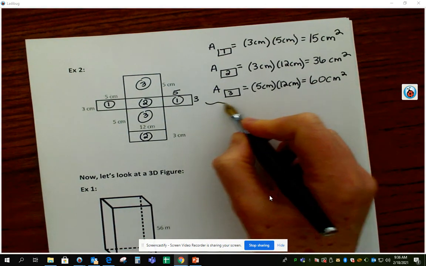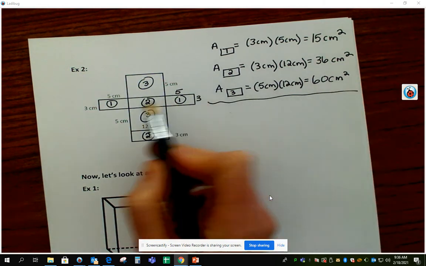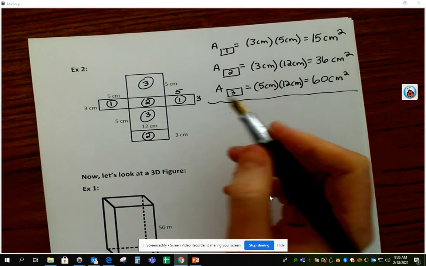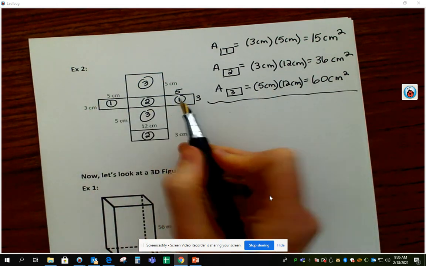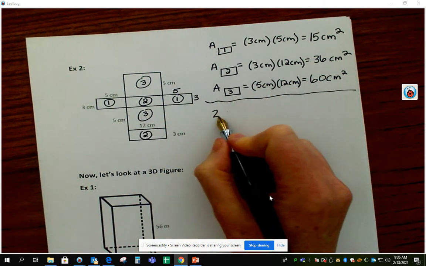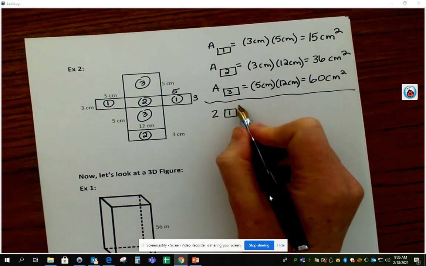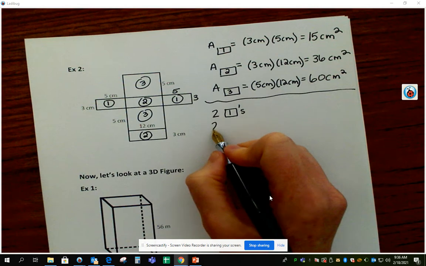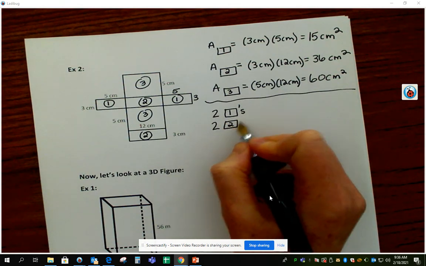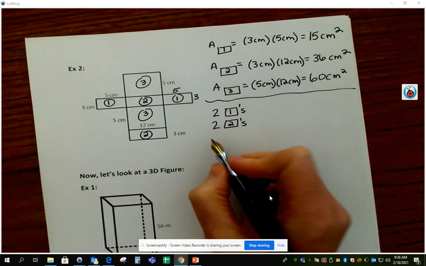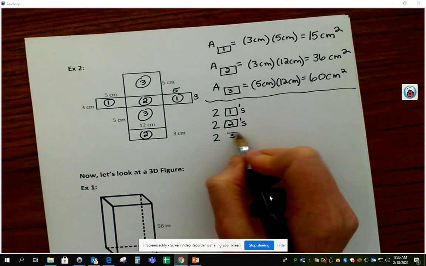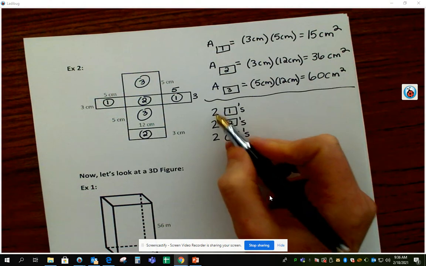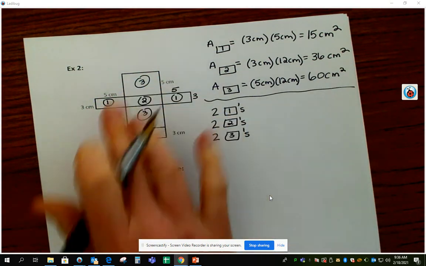So I've done half the work now. I know the area of each surface, but I need to make sure that I count them all. So I know that there are 2 of the 1s. I see that there are 2 2s. And there are 2 3s. So 1, 2, 3, 4, 5, 6, 2, 4, 6. I know I've gotten every surface now.